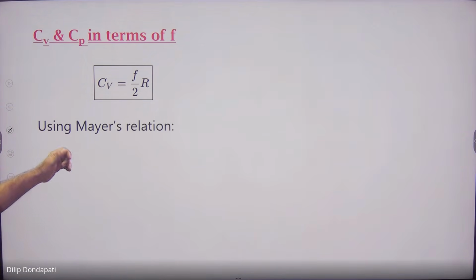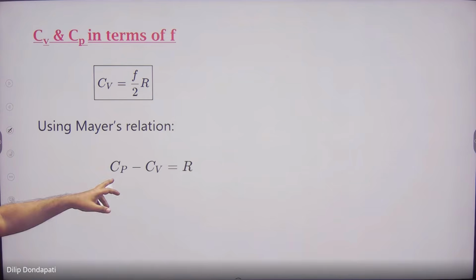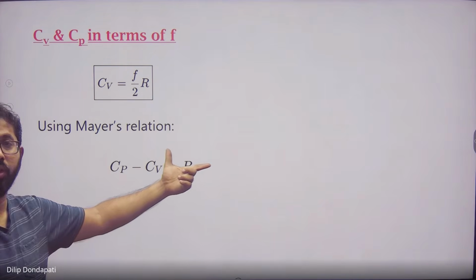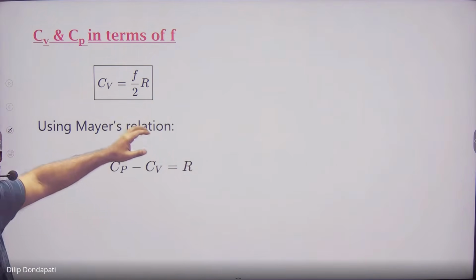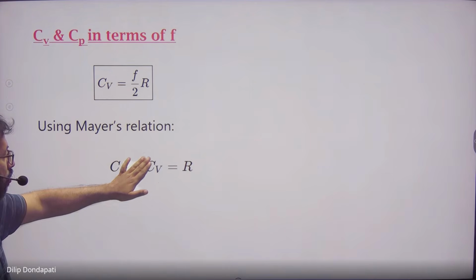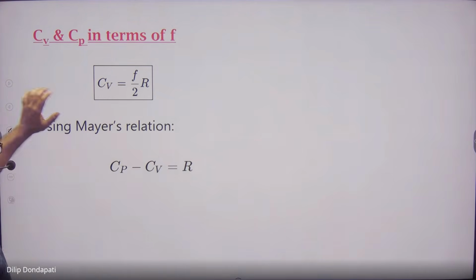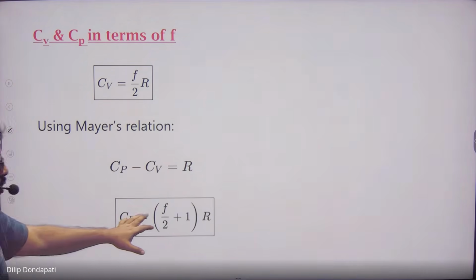And we have Mayer's relation. Remember? You studied it in chemistry. CP minus CV is equal to R. This is Mayer's relation. Now if I substitute F by 2 R for CV and take it to the other side, CP will be F by 2 plus 1, into R.